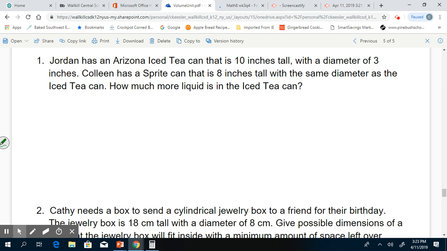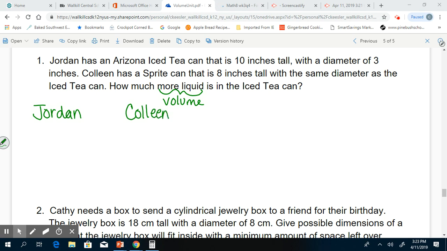So obviously we're talking liquid, so that is volume because we want to know how much volume each of the cans can hold. And we know that a can is in the form of a cylinder. So we're going to calculate the volume as a cylinder in each case. So we have Jordan's cylinder and Colleen's that we're going to compare.